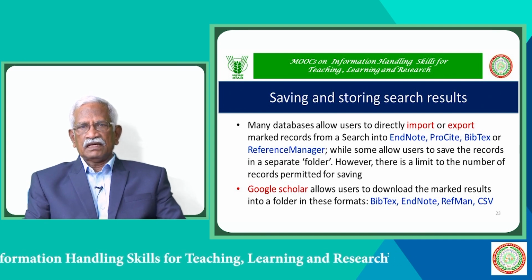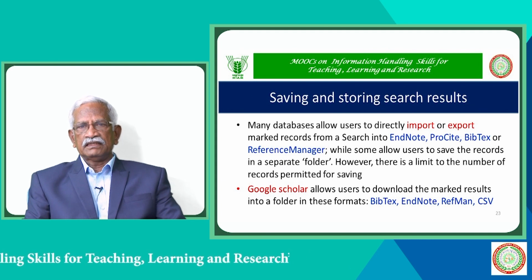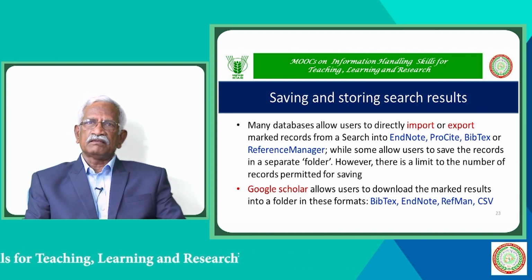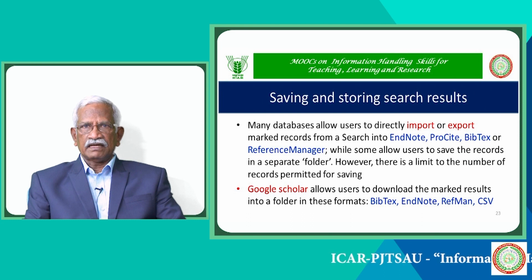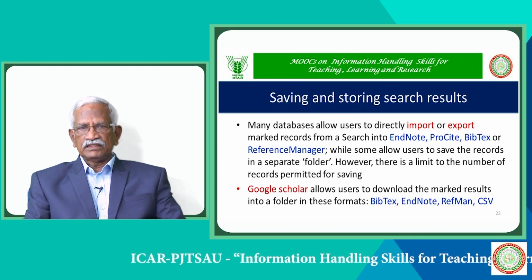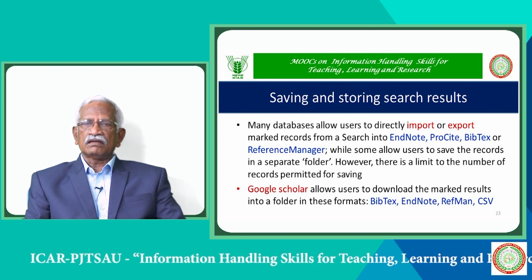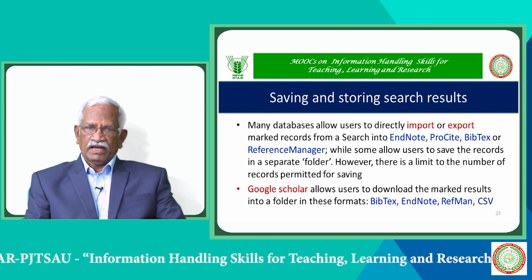Some databases allow users to save the records in a separate folder. However, there is a limit to the number of records permitted for saving. Sometimes it is 100, 200 or 50. For example, Google Scholar allows users to download the marked records into a folder in these formats, that is BibTeX, EndNote, Reference Manager or in a CSV type of file.